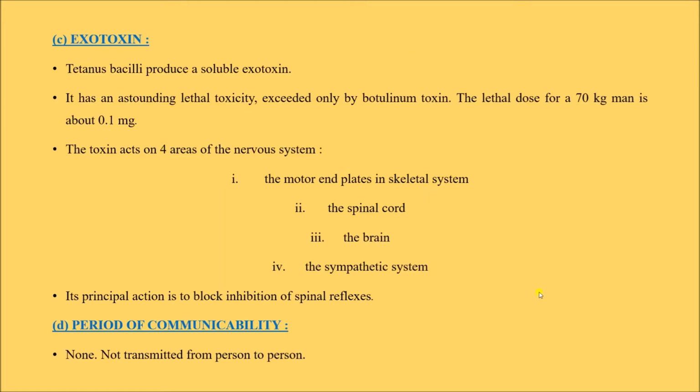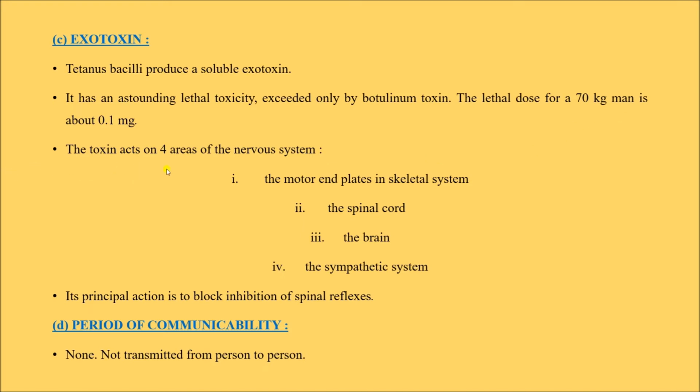The toxin produced by the tetanus bacilli is an exotoxin, which is a soluble exotoxin, and it is highly lethal. In terms of lethality, it comes only second to botulinum toxin. For a 70 kg person, the lethal dose is only 0.1 milligram. So one-tenth of a milligram is sufficient to kill a person with a body weight of 70 kilograms.